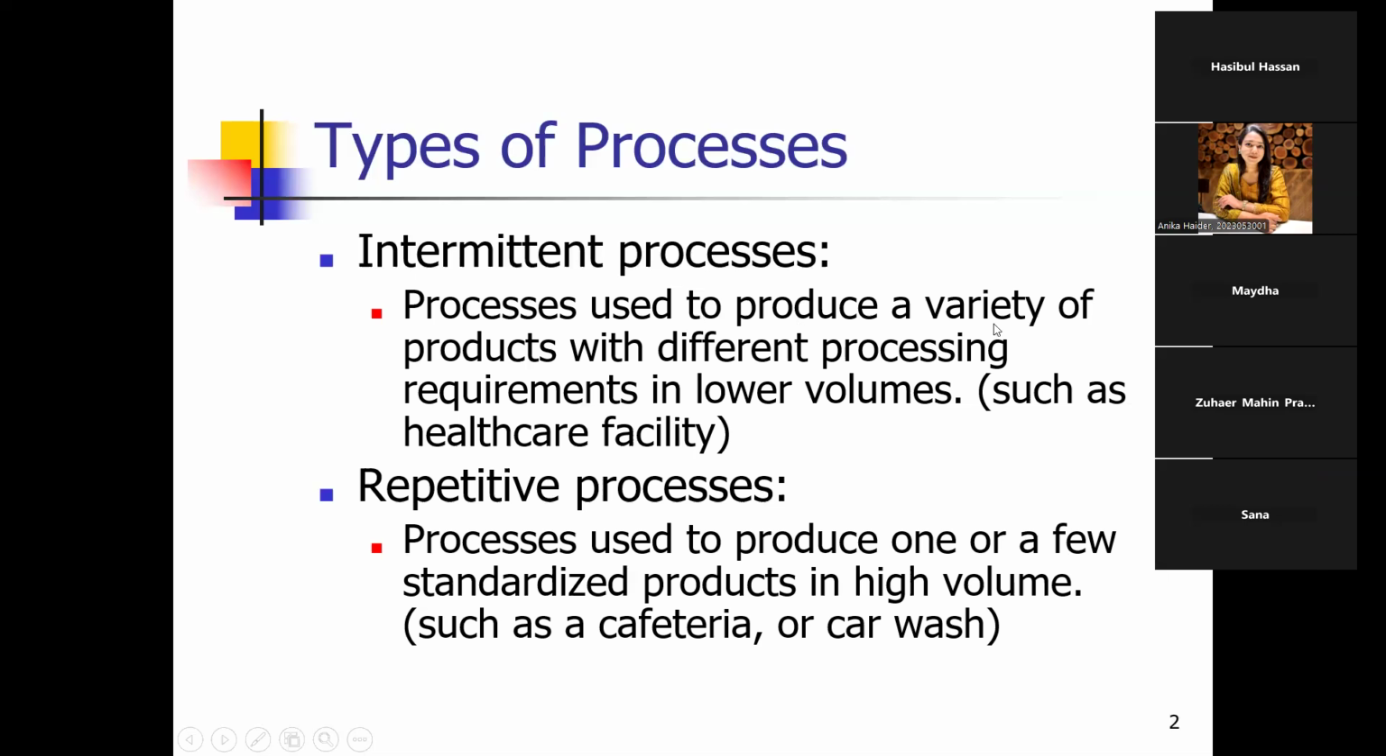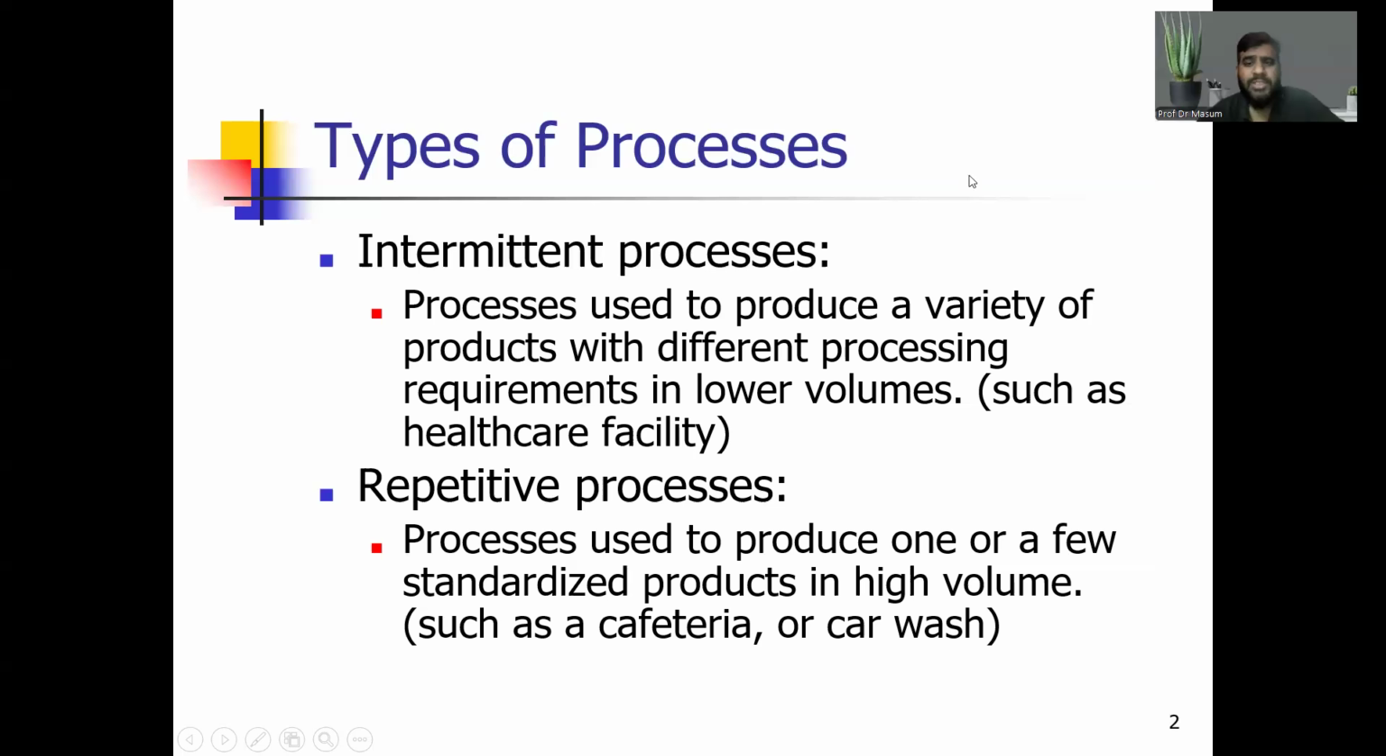Processes used to produce a variety of products with different processing requirements in lower volumes. So your one shirt is going to be produced, my one shirt is going to be produced. When you go to a medical doctor, the healthcare and medication offered to you and to me is different. This is known as intermittent process. And the other process is known as repetitive process.